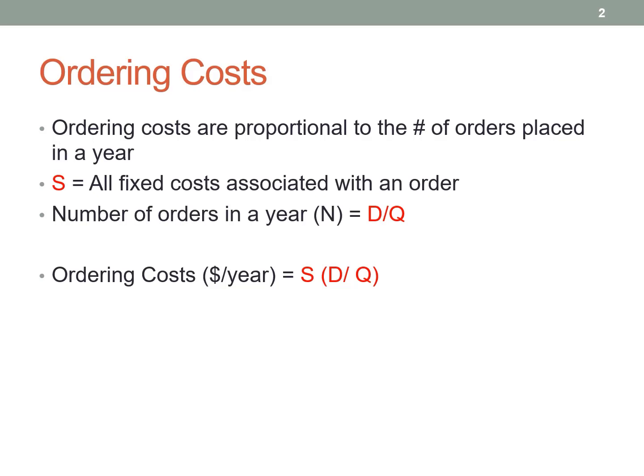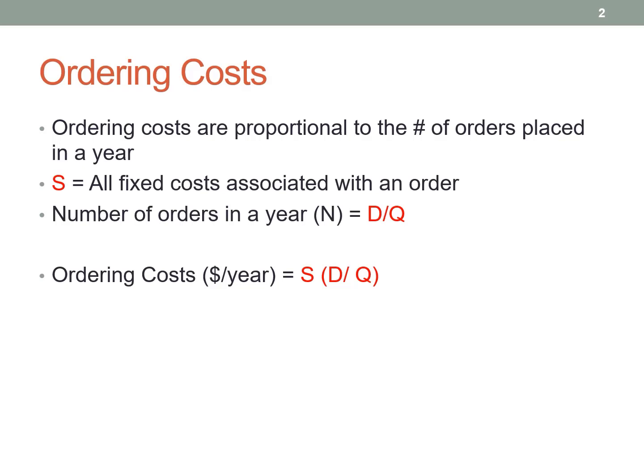For example, you may have staff to create the purchase order, and so their wages would be part of the ordering costs. You may have to deal with banking or financial institutions to pay the supplier, which may involve fees. For example, to open a letter of credit to deal with an international supplier, there's usually a fee to open a letter of credit. So those fees would be part of ordering costs.